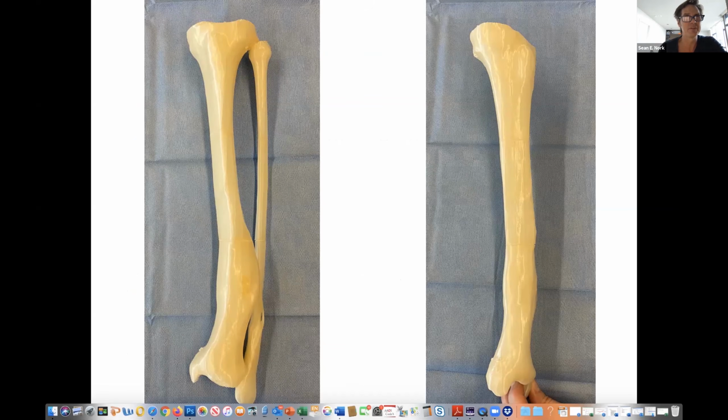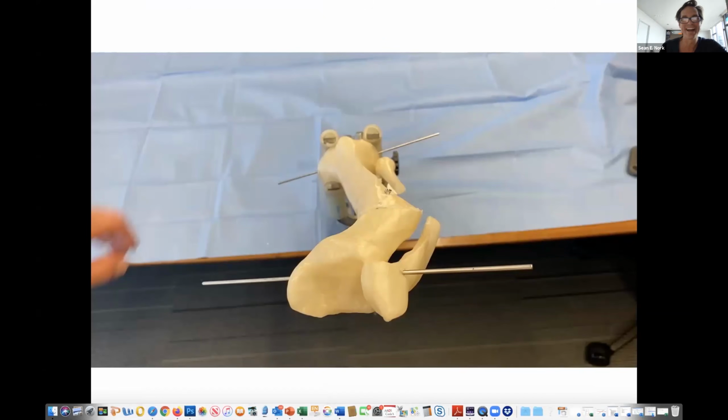With one of my fellows, we spent the whole day yesterday just trying to work with these models. It didn't really work, but hopefully we'll get some useful information out of these. So this is one of those models.